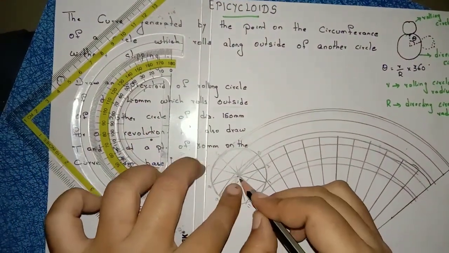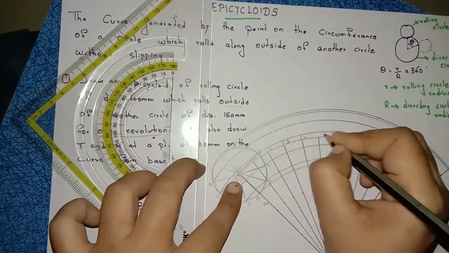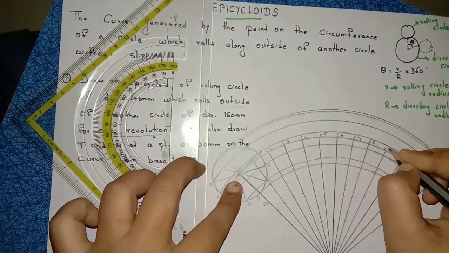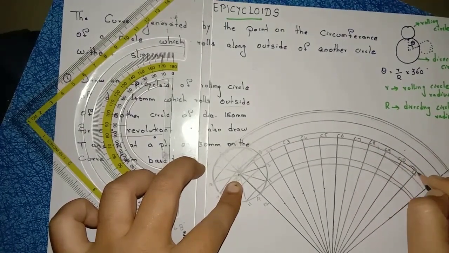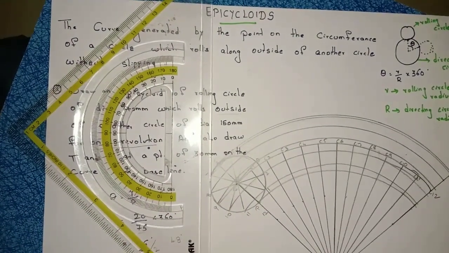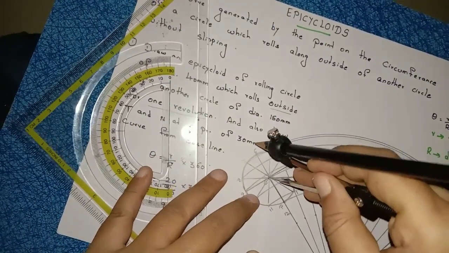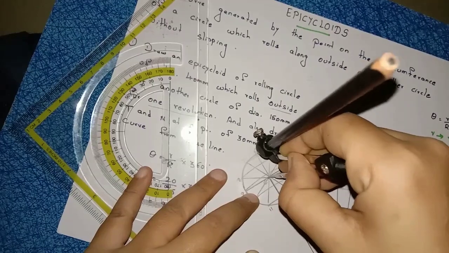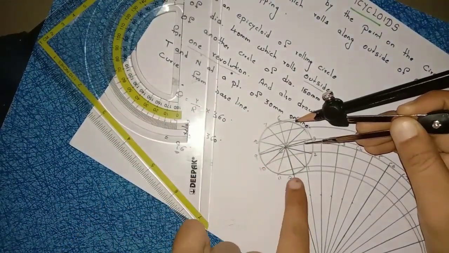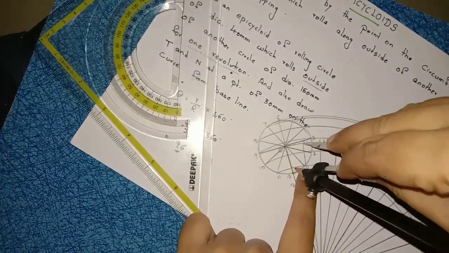Right, so this is the center of the circle. I am naming them C1, C2, C3, C4, C5, C6, C7, C8, C9, C10, C11, and here C12. Now, how to construct the arcs, as you constructed the arcs in cycloids: taking the radius of the circle, C1 as center, draw the arc on the first line.